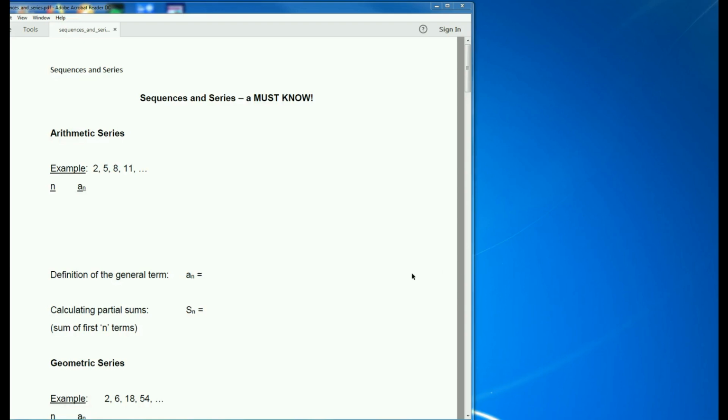Hey guys, it's Mrs. Stevenson, and we're talking about sequences and series today because it is very important that you remember your terms and your formulas. I have seen sequences and series come up a lot in the Math is Cool tests.